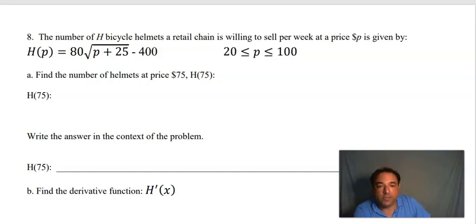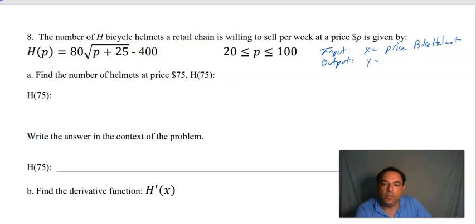To be careful, make sure we label our input and output. The input, X in this case, is price. Remember, we're talking about a bicycle helmet. And Y, the output, is the number of bicycle helmets. Okay, so we're going to find the number of helmets at price 75, and we're going to explain that in a sentence.